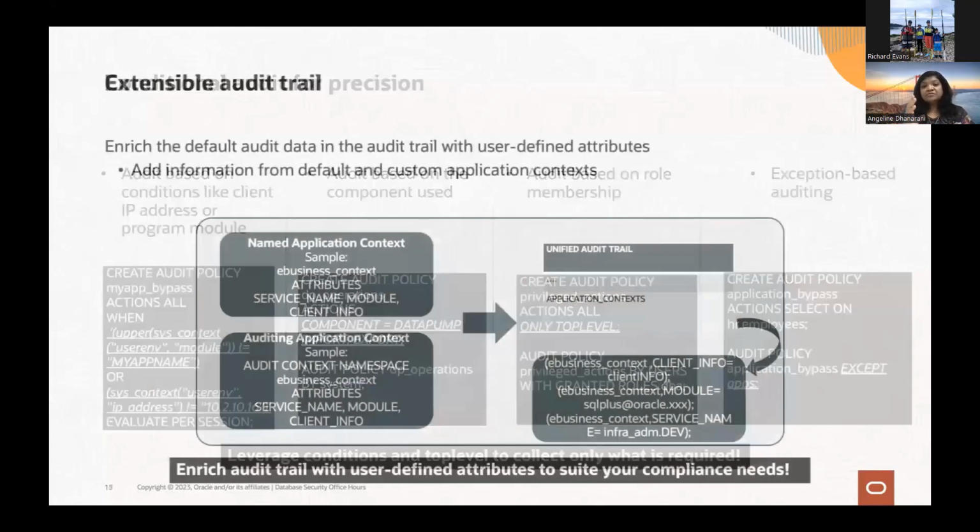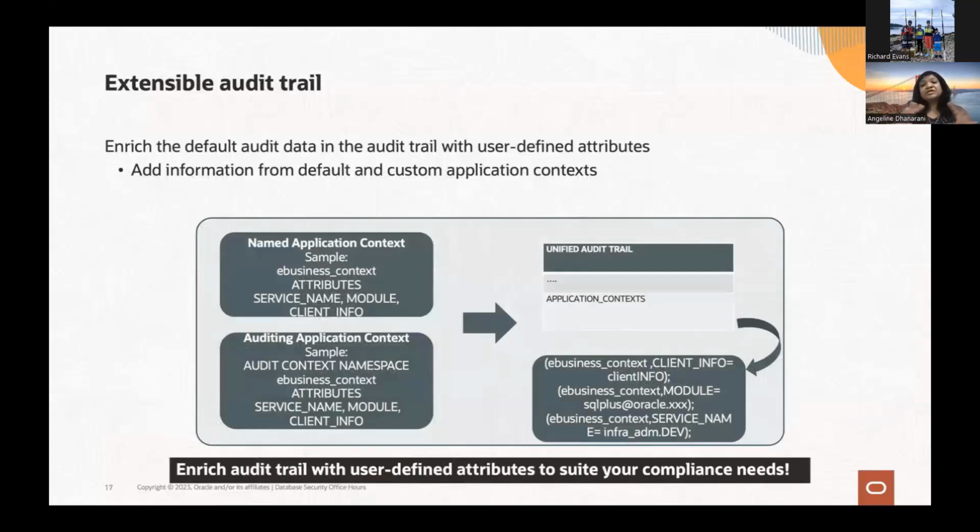The fourth is that the audit trail itself is extensible. What it means is, if you need to bring, for example, E-Business application attributes like service name, module name, or client info into the unified audit trail, these are not provided as out-of-box columns, but you can still bring in those things using something called a named application context, and you just have to audit that named application context.